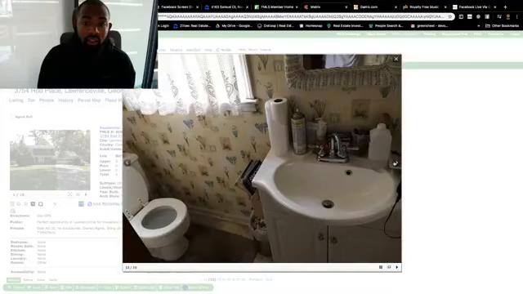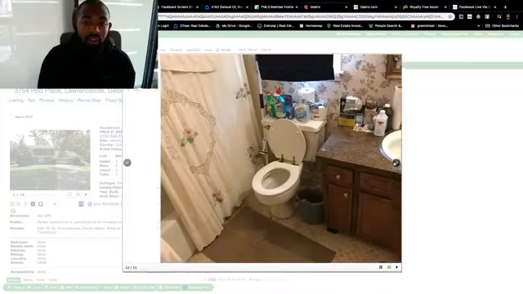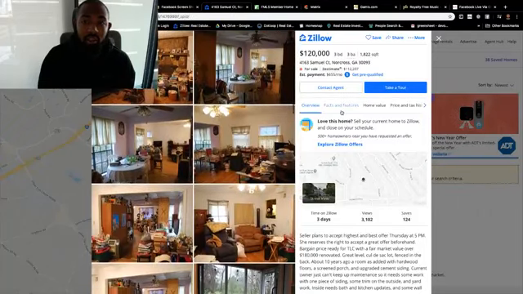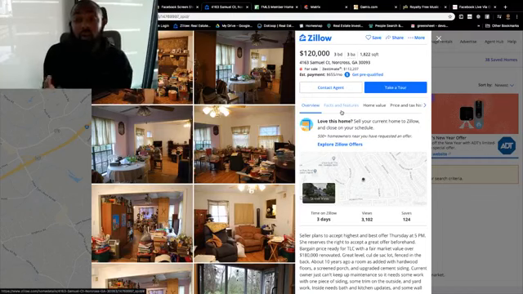Look at that. It's not even market value. And this is in the same condition as this house here, and this is only being offered for 120. So this would be considered a good deal. I would recommend you hop on this quick.